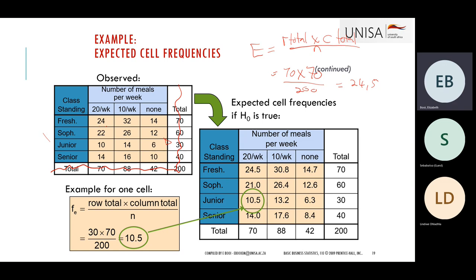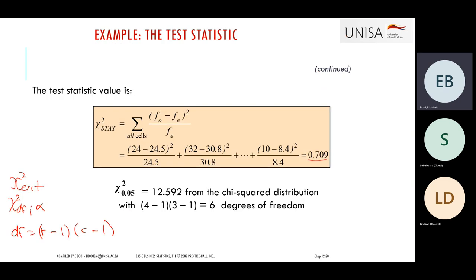So we're going to count the number of rows. We have 1, 2, 3, 4 rows. The number of columns, 1, 2, 3 columns. And we just substitute 4 rows, 3 columns. 4 minus 1 is 3. 3 minus 1 is 2. 3 times 2 is equal to 6. So therefore, here we will have our critical value of 6 and 0.05.